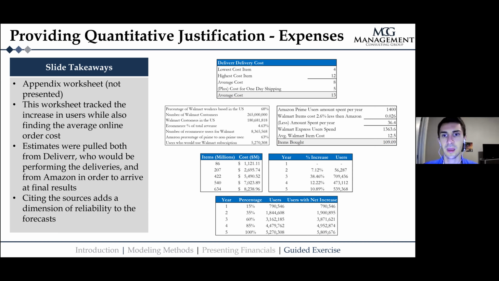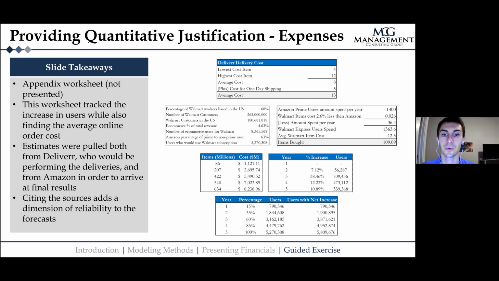So we estimated that Walmart Express users would spend $1,363 per year. Then we took an average Walmart item cost, which we found online, and divided the amount they're spending by the cost to find the items bought. Using the items bought and the average cost from delivery, we were able to estimate the items in millions per year that would be sold. And then the cost to us, how much it's going to cost to deliver this.